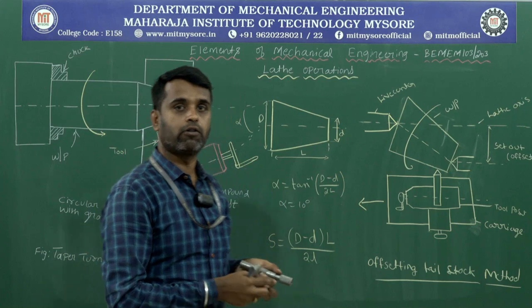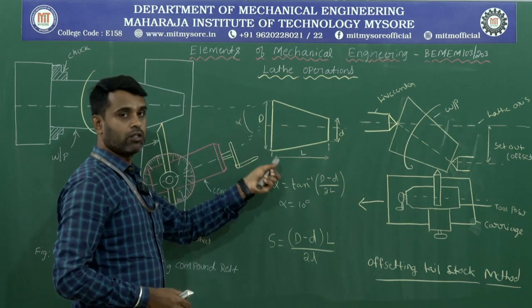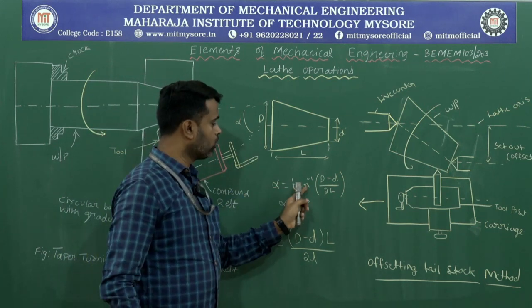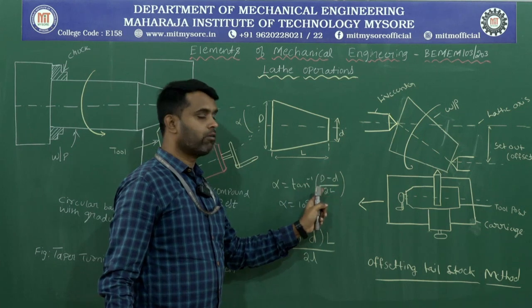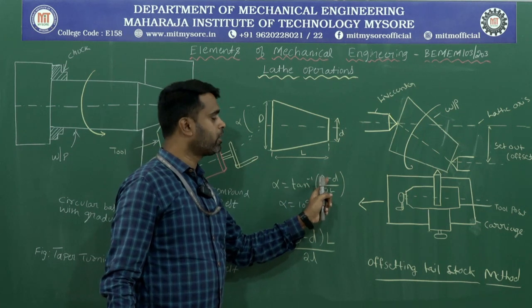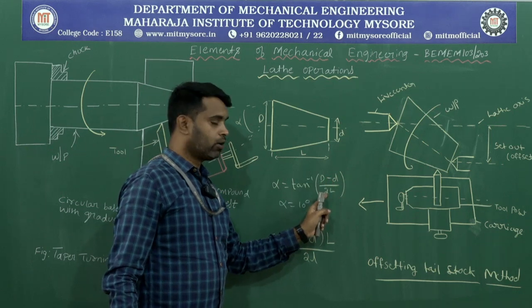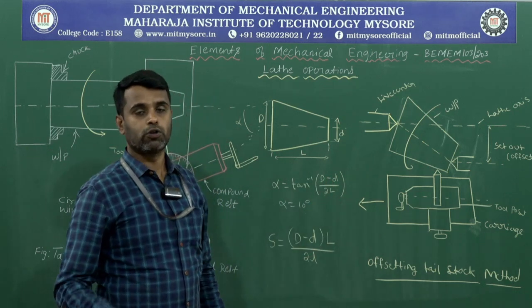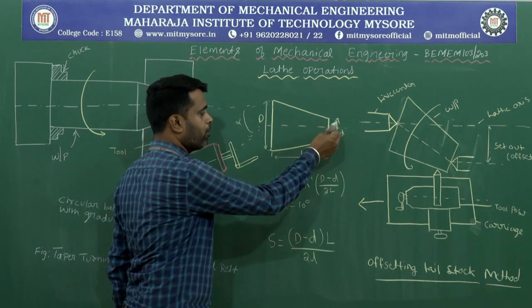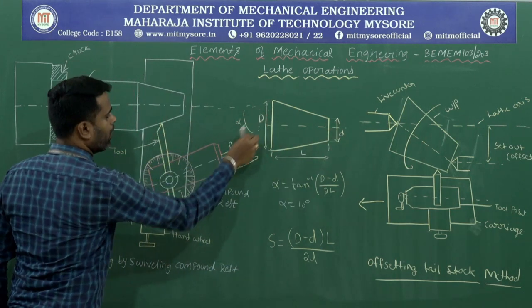First you have to find out the taper angle by using the formula alpha is equal to tan inverse of (D minus d) divided by 2L, that is, the bigger diameter of the taper minus the smaller diameter of the taper, divided by 2 into the length of the taper. So alpha is the half taper angle.